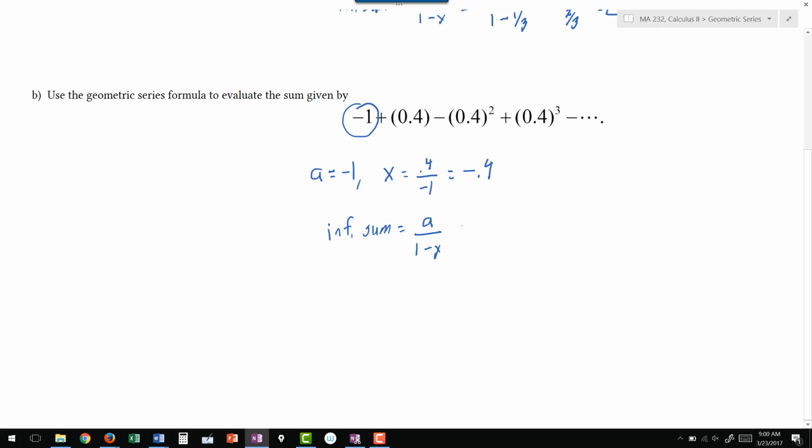And so the rest is just plugging it in to the right-hand side of our infinite geometric series formula. We would get minus 1 over 1 minus negative 0.4. That's minus 1 over 1.4. And we can get a decimal approximation to that as well. It's about minus 0.7.